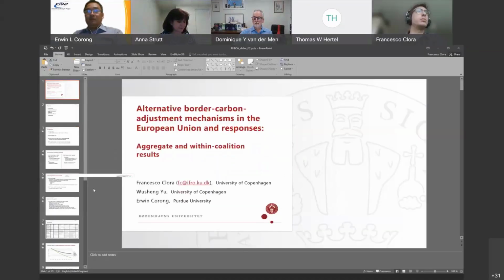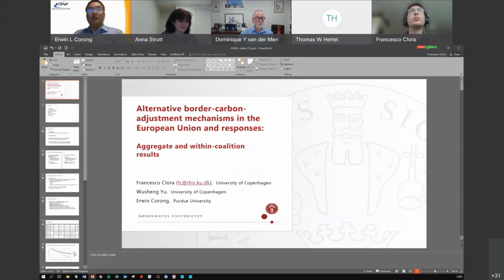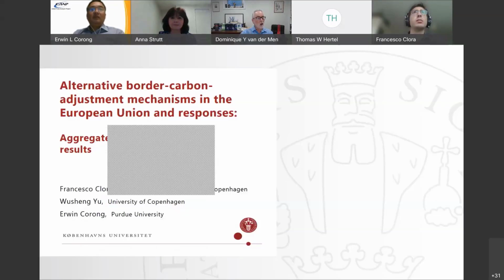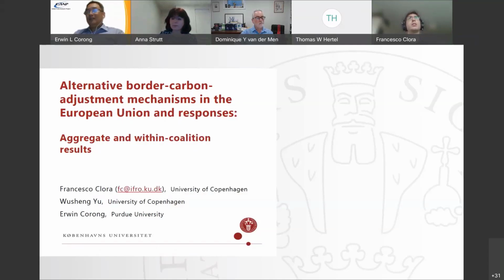Okay, you should be able to see my screen, right? Yes. I'm going to presenter mode. Just a second, then I'll switch to display settings. Yep. Display settings. Okay, now you should be able to see the screen. Perfect.